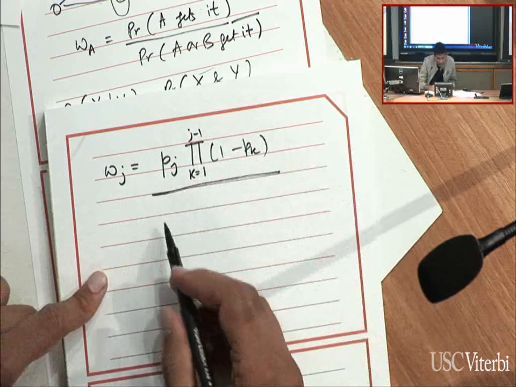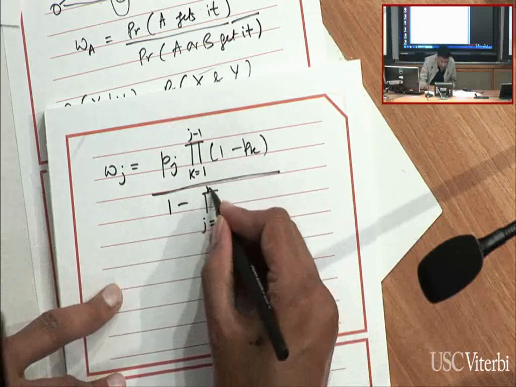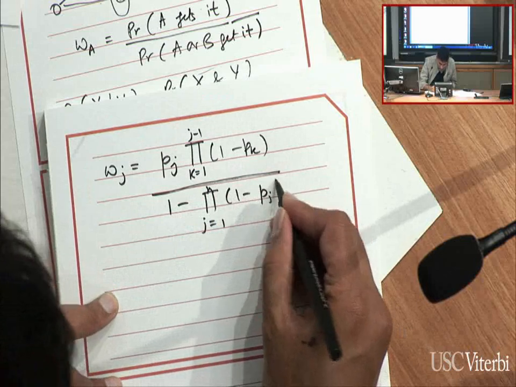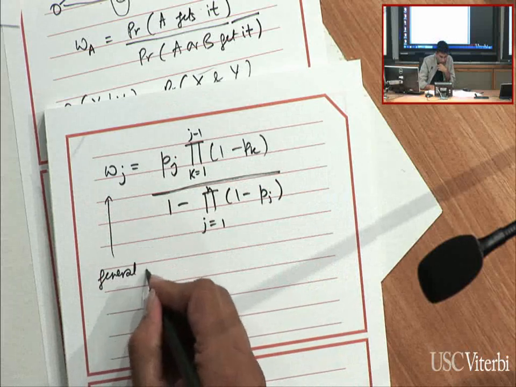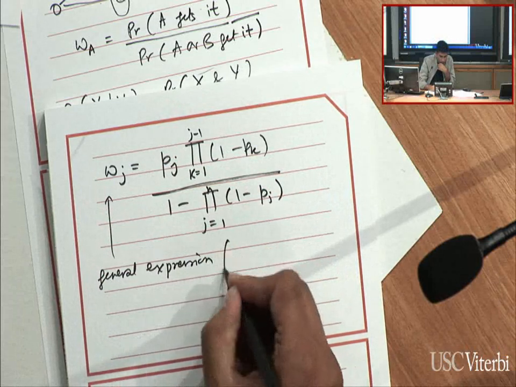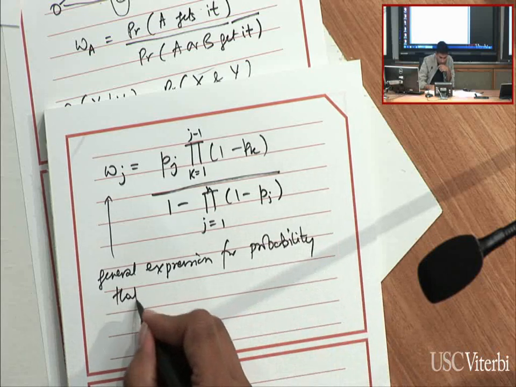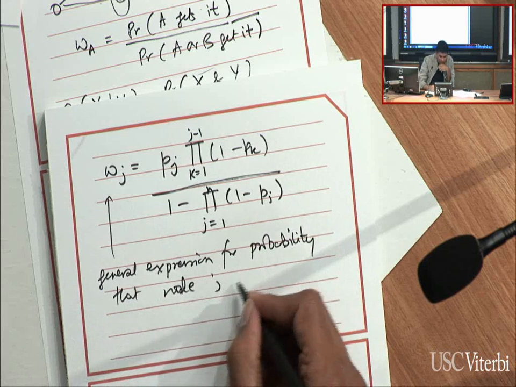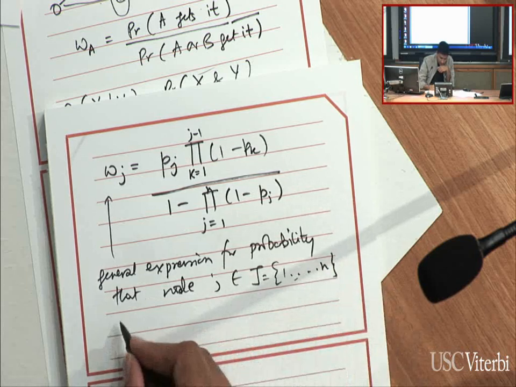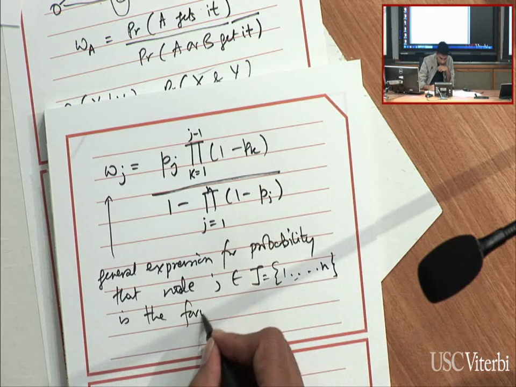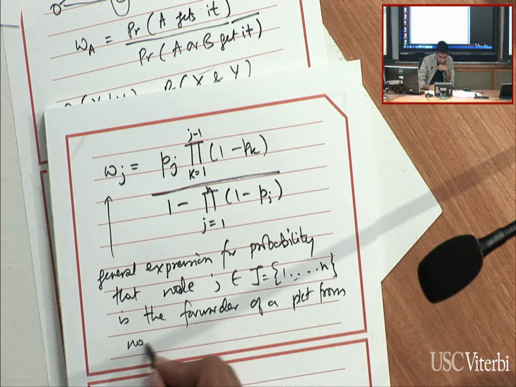Divided by the probability that at least one of them gets it, which is 1 minus the product of j goes from 1 to N of 1 minus P_j. So here's a general expression for the probability that node j in the set J, which is just 1 to N, is the forwarder of a packet from node i.